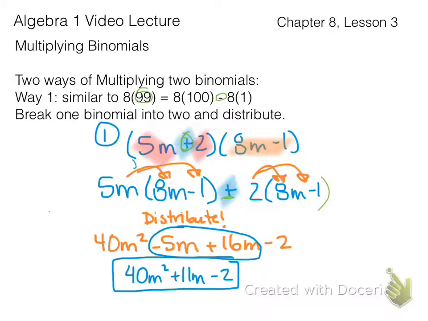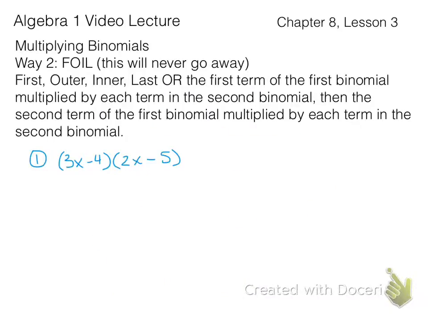All right, there we go. All righty, so next problem. That was the combined like terms, by the way, guys. All right, so this is the second way you can do it. The other way is to break things up and then distribute.